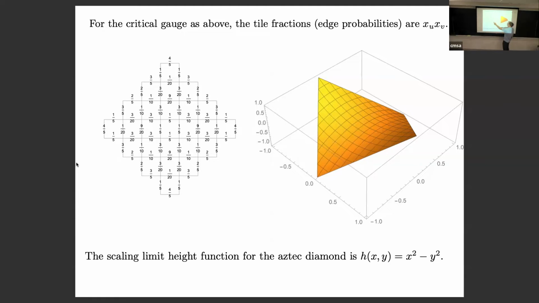And if you look at the height function in the scaling limit, it has the same boundary conditions as the usual Aztec Diamond, piecewise linear around the boundary. But here the solution is very simple. It's just x squared minus y squared. Nice harmonic function. The harmonic function extending those boundary conditions.